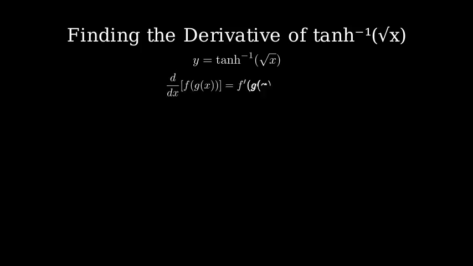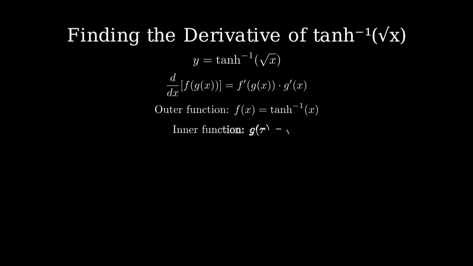Let's recall that the chain rule states that the derivative of a composite function is the derivative of the outer function times the derivative of the inner function. In our case, the outer function is inverse hyperbolic tangent, and the inner function is square root of x.